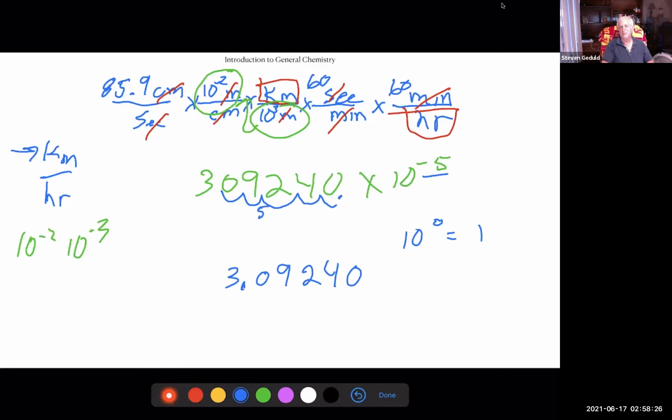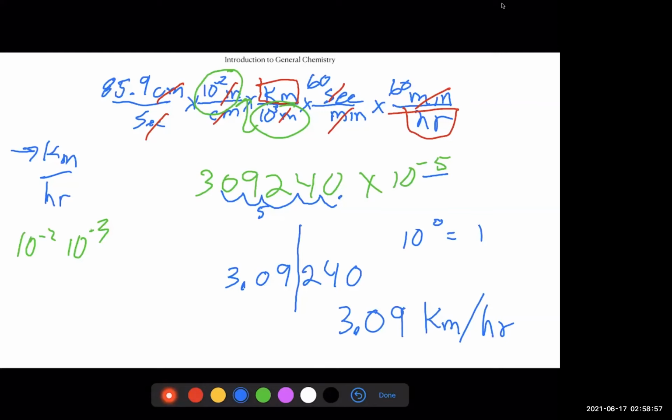Okay, with no exponent. I made the number smaller by 5, so I made the exponent bigger by 5. So minus 5 plus 5 is 0. And 10 to the 0 is 1, so 3.09, and I'm good to 3 significant digits. So right to there. So 3.09 kilometers per hour. That makes sense? Perfect. Good.